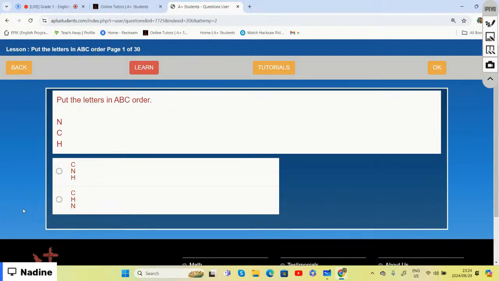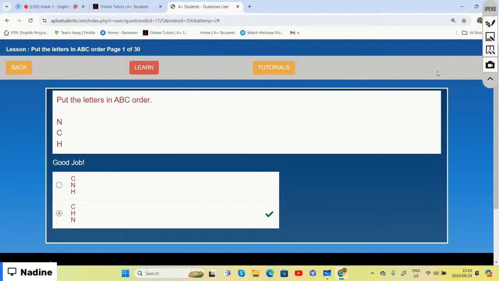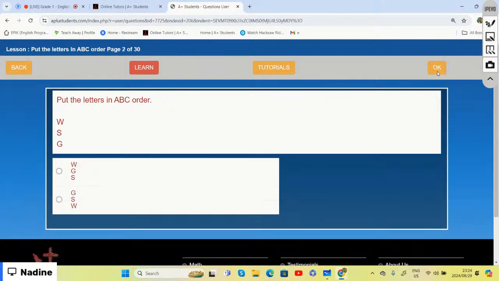So now we need to put these in order. We have N, C, H, and if we were to put it in alphabetical order, we will say it's option 2, which is first the letter C, then H, then N. Remember, if we look at the alphabet, then H is before N.